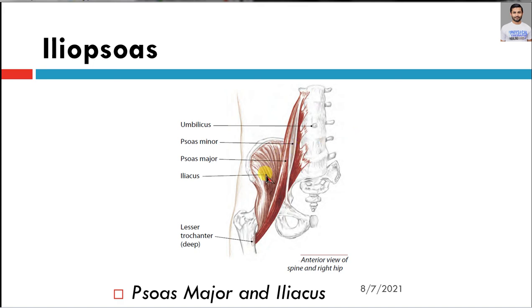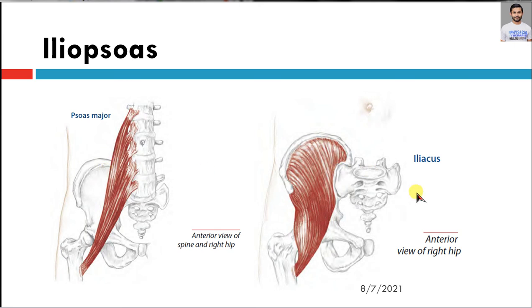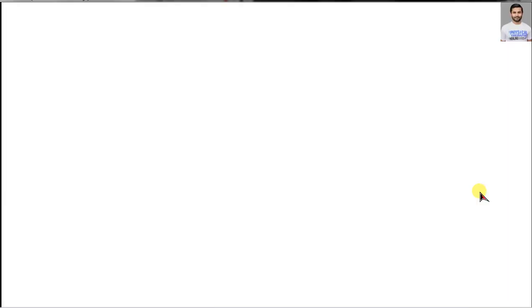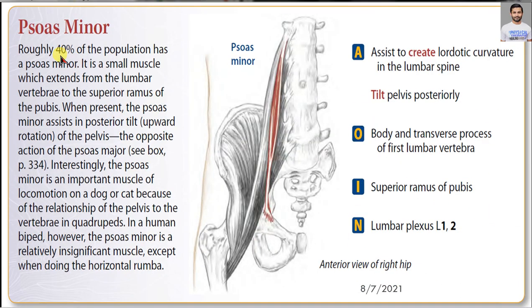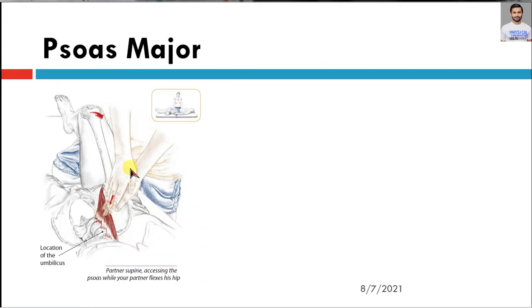The iliopsoas, collectively, are deeply situated muscles and cannot be palpated directly. The psoas major and iliacus are both potent hip flexors. Psoas minor is present in about 40% of the population. Psoas major lies deep and has attachment sites to the bodies and transverse processes of the lumbar vertebrae, and then it inserts on the femur. So it is a deep muscle, and if you want to palpate it you need to resist the hip flexion, and it is most medial to the inguinal ligament.